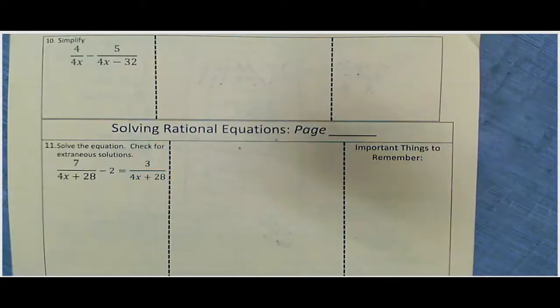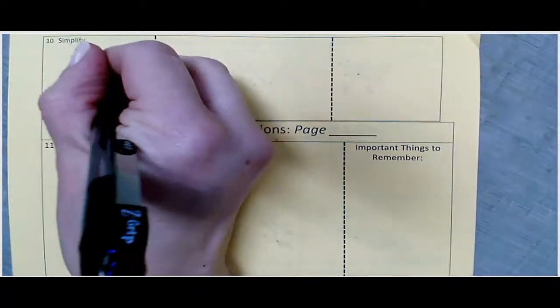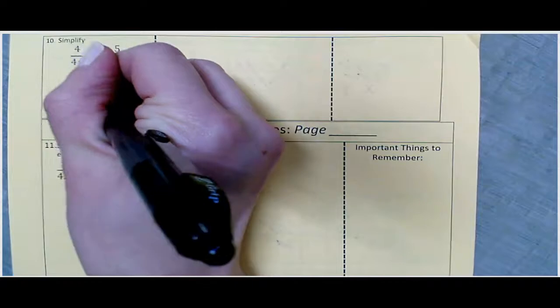Okay, so in number 10, first I want to factor, and then I want to come up with the least common denominator. The only thing that I can factor here is this. They're both divisible by 4. So I bring out a 4.